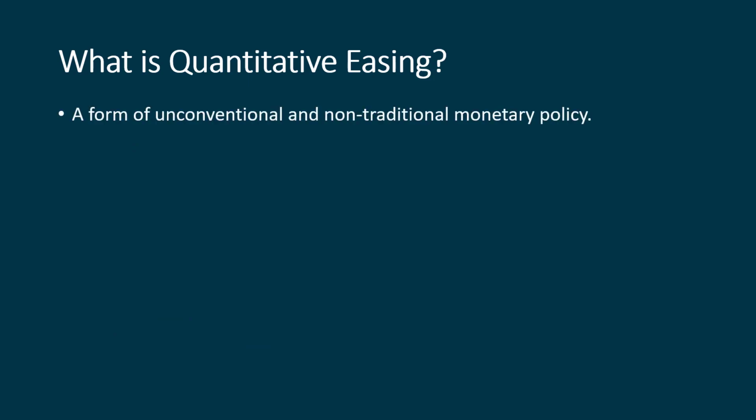This is a form of unconventional or non-traditional monetary policy. The traditional way is for the Fed to raise and lower interest rates. When that doesn't work, they have to use the next trick in their bag, and that is called quantitative easing.